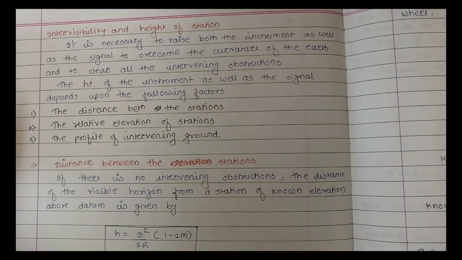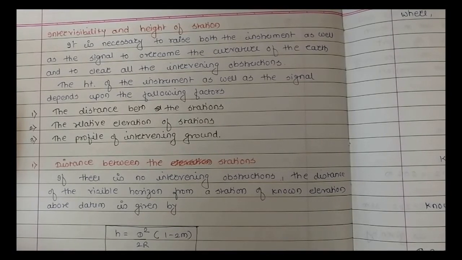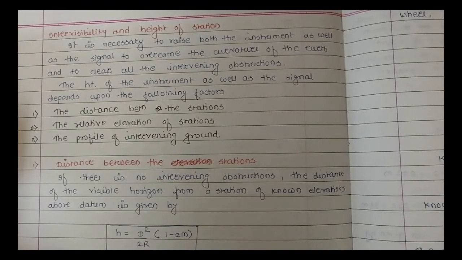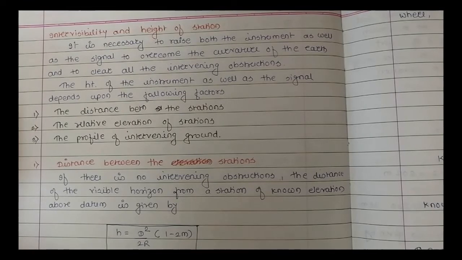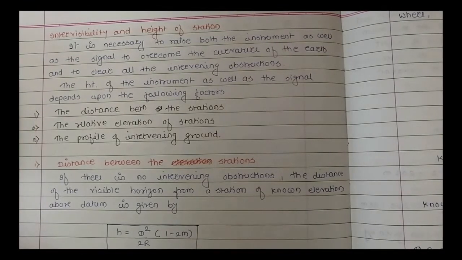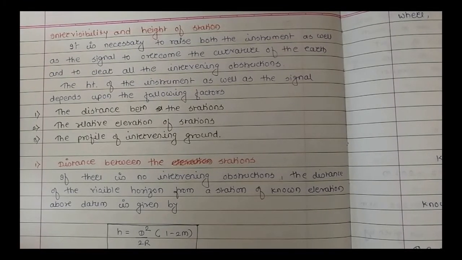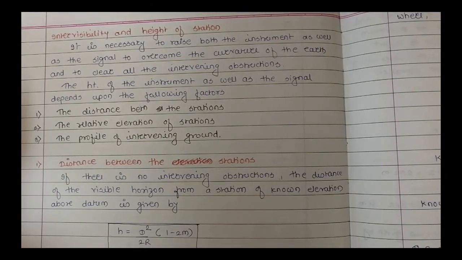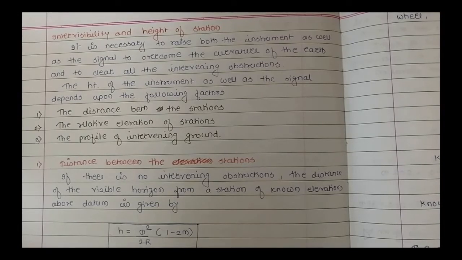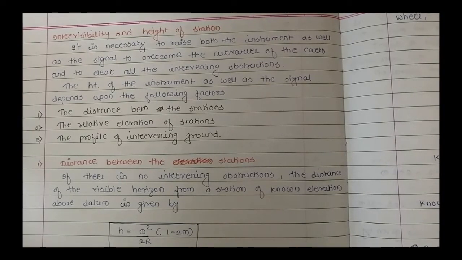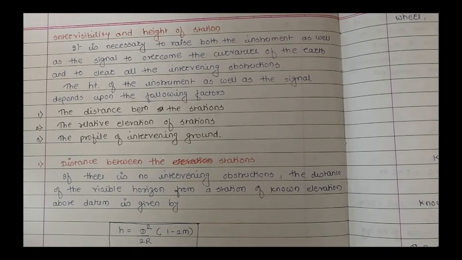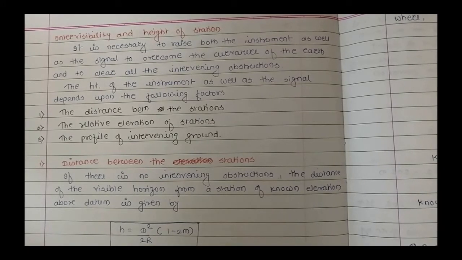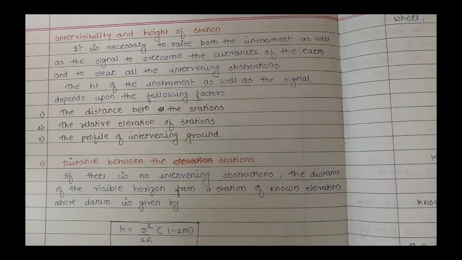And if in case some stations are not visible from the other instrument stations, in that case how much height should be provided to that station, or by how much height that station should be raised so that it will be visible from the other stations. So here it is necessary to raise both the instrument as well as the signal to overcome the curvature of the earth and to clear all the intervening obstructions.